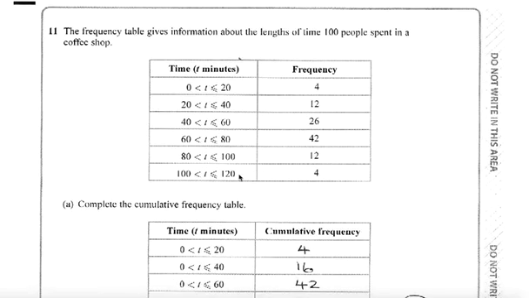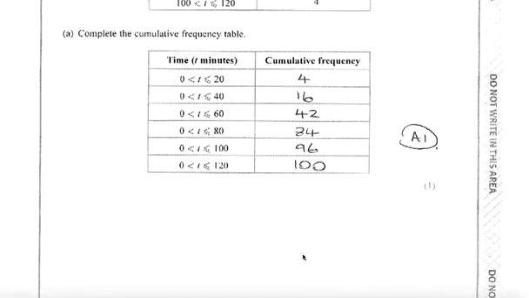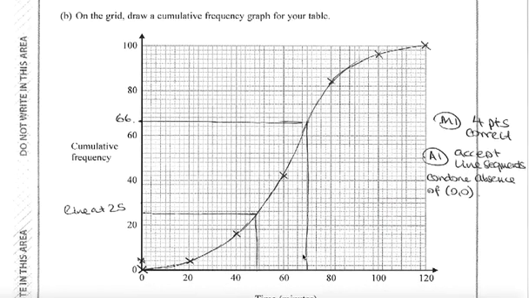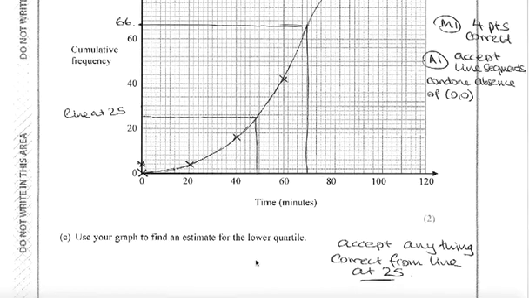Question 11, the cumulative frequency table. Adding up the numbers gives that. Plotting, we want a nice smooth curve. The first question says work out the value of the lower quartile. Well, we have 100 bits of data, so the quartile is at 25. So we read across at 25 and down to get about 49.